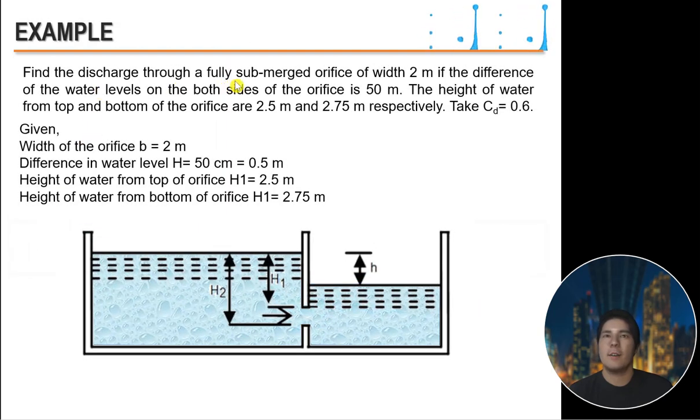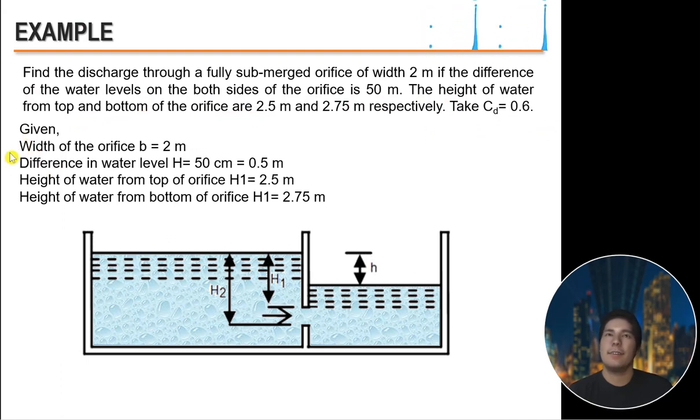Find the discharge through a fully submerged orifice of width 2 meters if the difference of the water level on both sides of the orifice is 50 cm. The heights of water from the top and bottom of the orifice are 2.5 meters and 2.75 meters respectively. Let's take the coefficient of discharge to be 0.6.